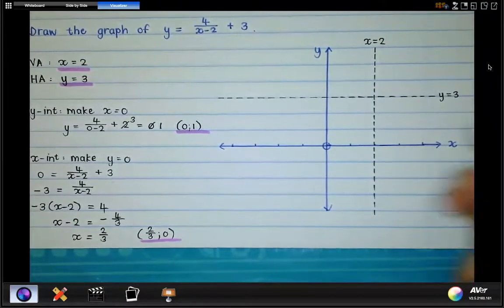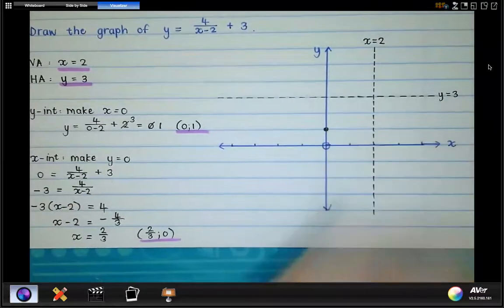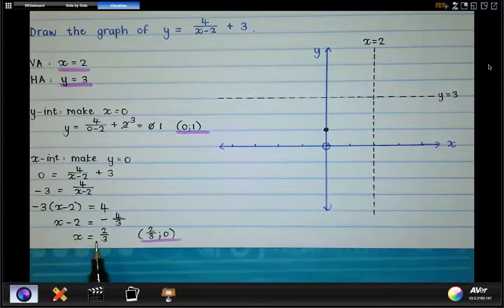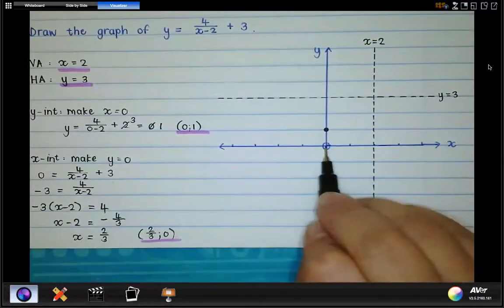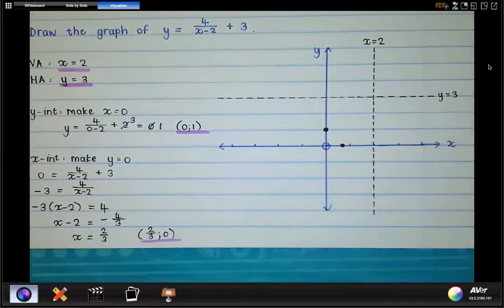Okay, now let's plot our y-intercept. 0, 1. So add 1 on the y-axis. Our x-intercept is at 2 over 3. So that's 0, that's 1. So 2 over 3 will kind of be there.